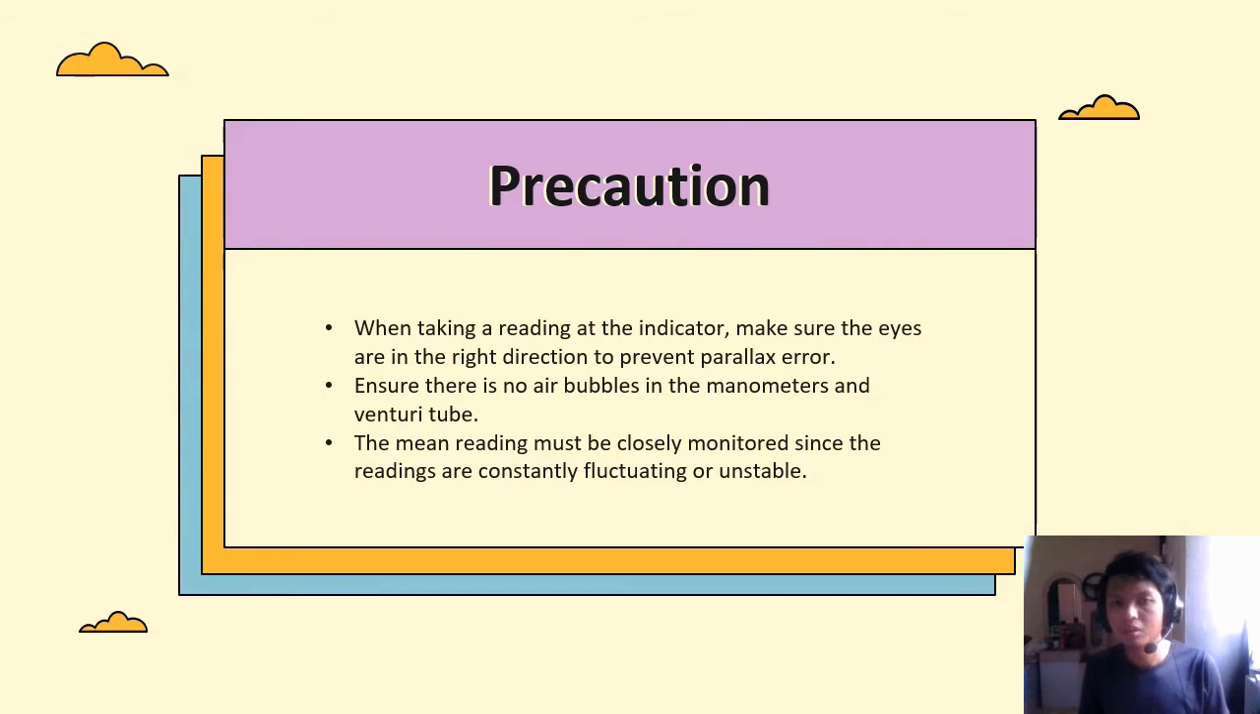The first precaution for the experiment is the parallax error. In order to remove parallax error, make sure the eyes are in the right direction when taking a reading at the indicator. The second precaution is to ensure there is no air bubble in the manometer and the venturi tube. The last precaution is that the mean reading must be closely monitored since the readings are constantly fluctuating or unstable.